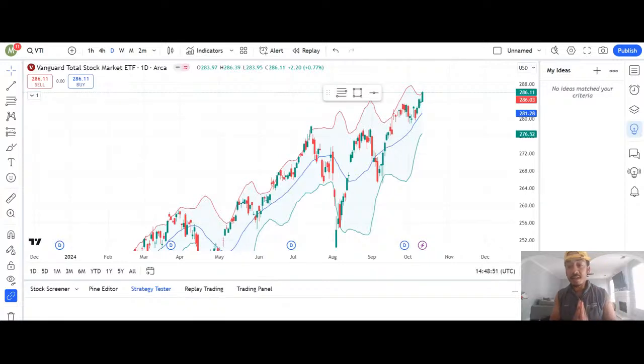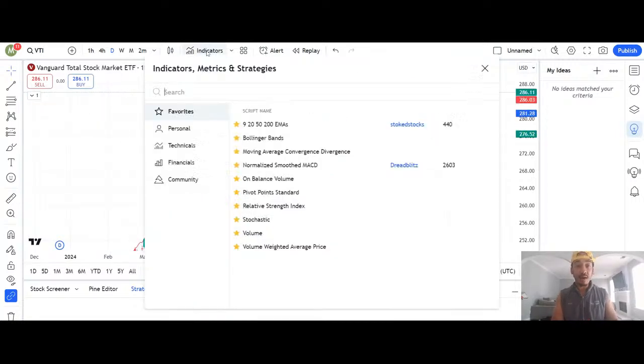So I'm looking at the total stock market and I'm making my plans for Monday. I'm keeping my eyes open for going down, right? I'm expecting the stock market is most likely going to go down on Monday based on the Bollinger Band. So let me add some more indicators. That's the Bollinger Band, one of my most favorite indicators.